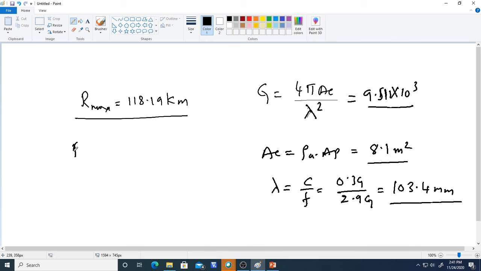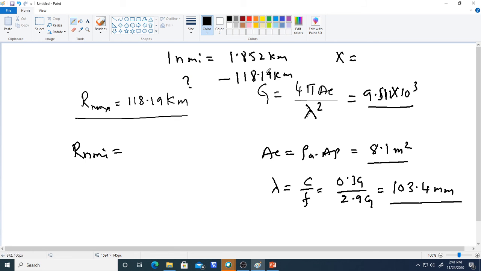Okay, so now in nautical miles, take the equation 1 nautical mile equal to 1.852 kilometer. So now we need to calculate for 118.19 kilometer. So how much? You take it as x. So 1 into 118.19 divided by 1.852. How much is this range in nautical miles? 63.8 nautical mile. Okay.